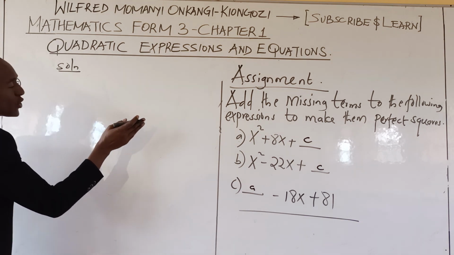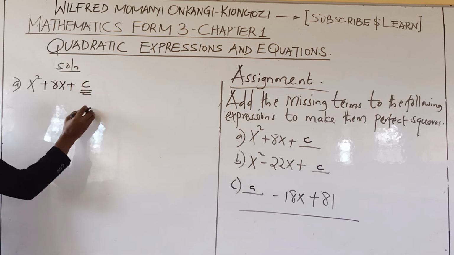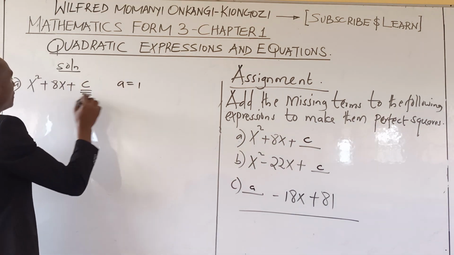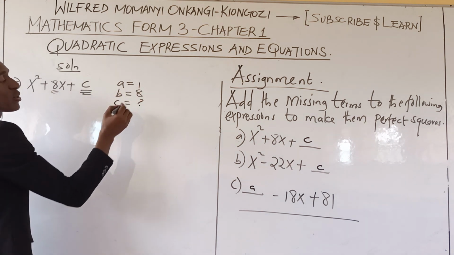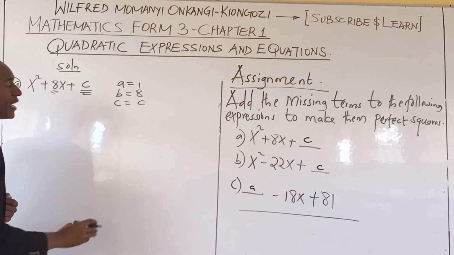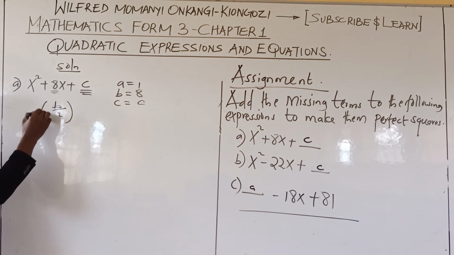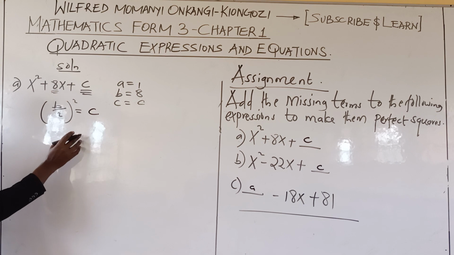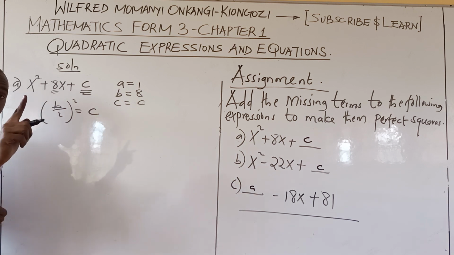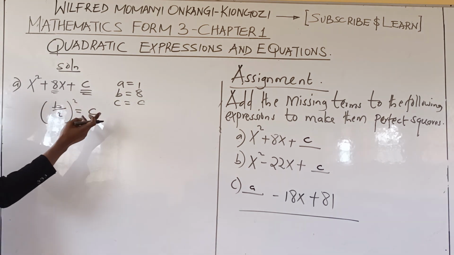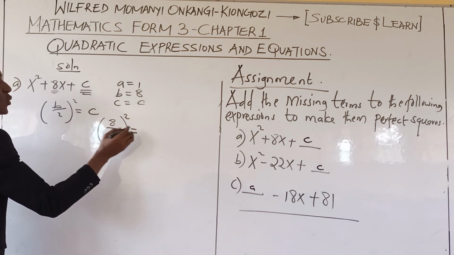Our quadratic expression is x squared plus 8x plus a value c that is missing, whereby we can say a is 1, our b, as you can see here, is 8, and c is what we are looking for. For perfect squares, (b over 2) squared is equal to c, because a is 1. Otherwise, if a was a given coefficient which is more than 1, we could have said ac. Now, (8 over 2) squared is equal to c.